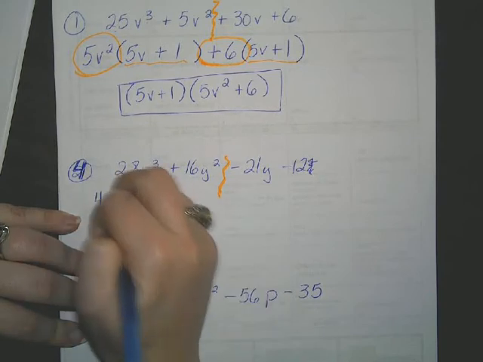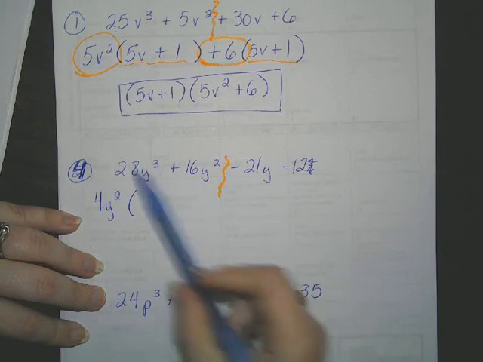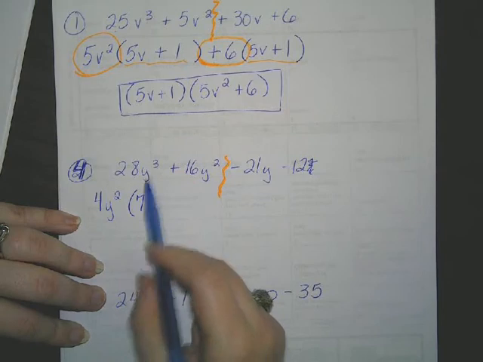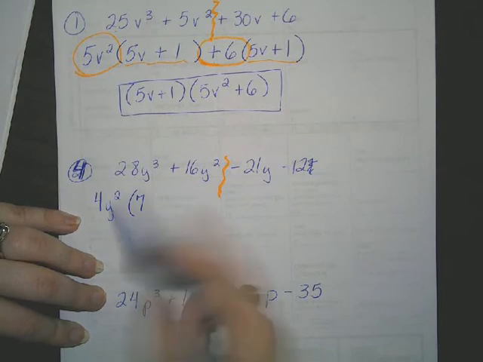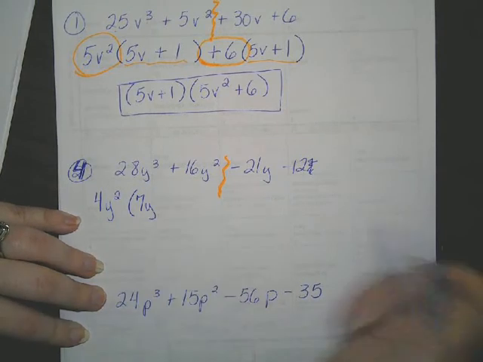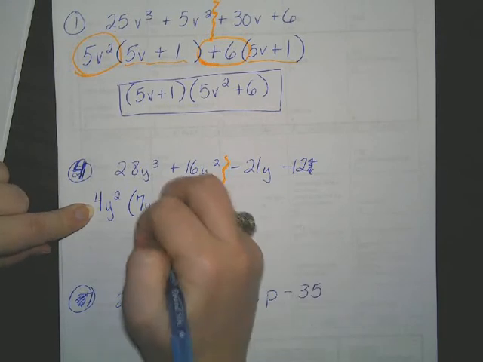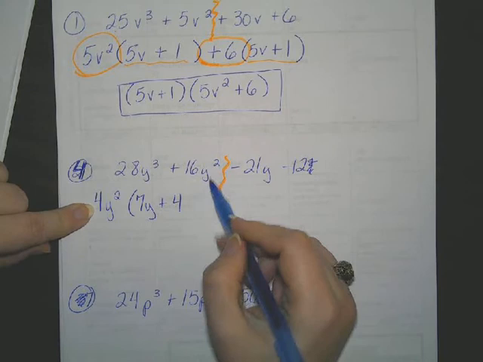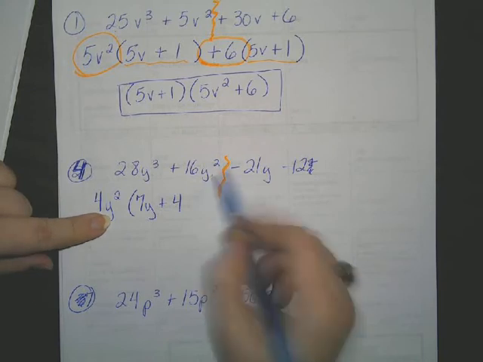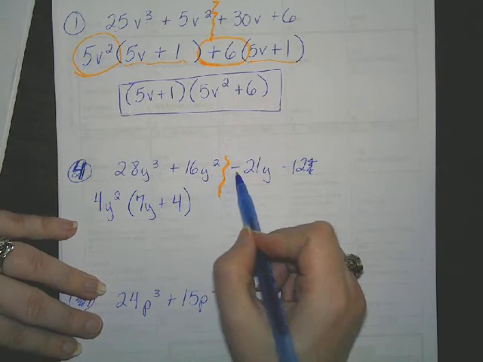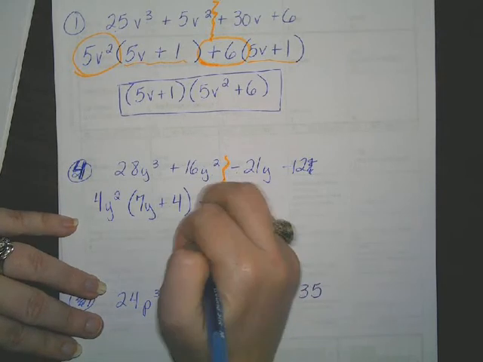What's left? 28 divided by 4 gives me 7. I had 3 y's. I took 2 away. Now I have 1 left. 16 divided by 4 gives me 4. So I need to add 4. I had 2 y's, took 2 away, so there's none left. I do not write it down. Behind the line, write down the sign. Notice it's a negative this time. That's going to make a difference.